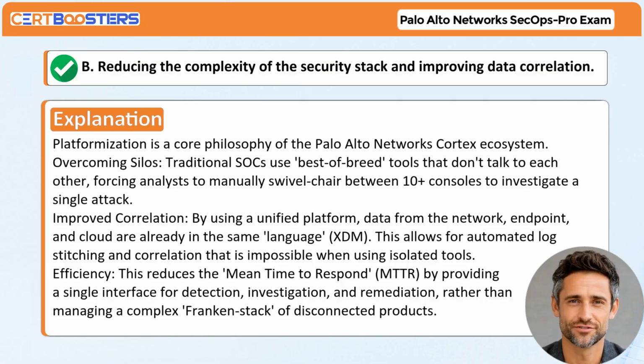Explanation. Platformization is a core philosophy of the Palo Alto Networks Cortex ecosystem. Overcoming silos: traditional SOCs use best-of-breed tools that don't talk to each other, forcing analysts to manually swivel chair between 10-plus consoles to investigate a single attack. Improved correlation: by using a unified platform, data from the network, endpoint, and cloud are already in the same language, XDM. This allows for automated log stitching and correlation that is impossible when using isolated tools. Efficiency: this reduces the mean time to respond (MTTR) by providing a single interface for detection, investigation, and remediation, rather than managing a complex Frankenstack of disconnected products.